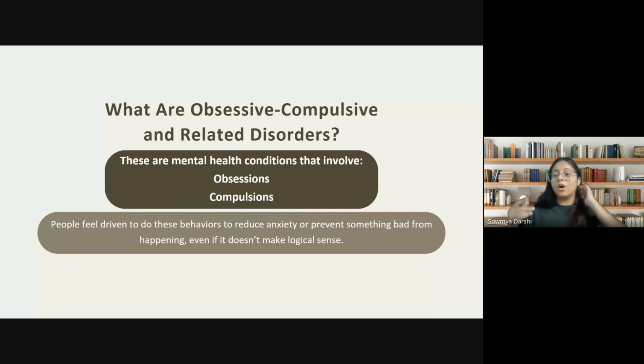Like if I do not count to three every time I open a door, something bad will happen. That could be a belief that I have, and like an obsession that I have to count to three whenever I open a door. That will lead to that compulsion of counting to three every time I open a door, in order to not like have more anxiety or prevent something bad from happening.